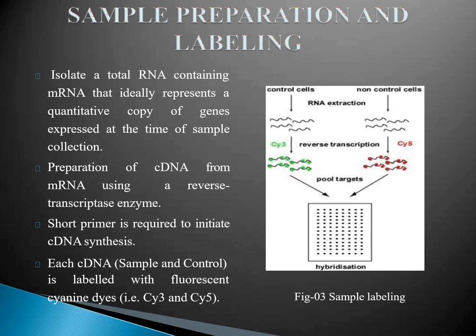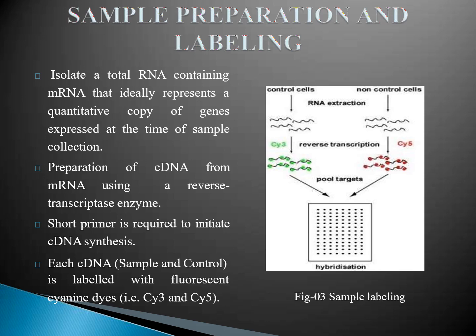Now each cDNA molecule from both the samples, that is, from control as well as non-control, maybe treated and untreated, is labeled with fluorescent dyes. The dyes that are used in this technique are cyanine dyes, that is Cy3 and Cy5. Now Cy3 has an excitation wavelength of around 550 nanometer and emission wavelength of 570 nanometer, which is green in color. And Cy5 has excitation wavelength of 650 nanometer and emission wavelength of 670 nanometer, which is red in color.